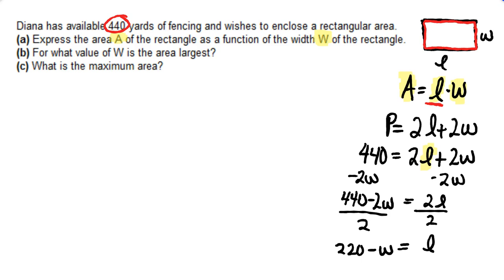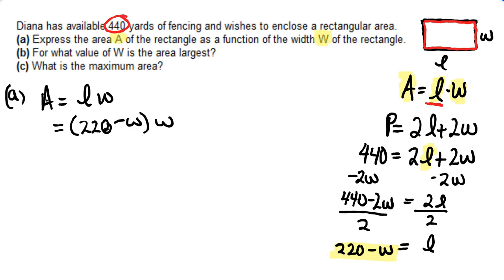So now we're going to be able to answer part A. We said that the area of the rectangle is length times width, and now that I know that the length is 220 minus the width, I can substitute that in. And simplify a little bit, I've got 220w minus w squared. So now you can see that I have an area function whose only variable is w, which is width. So that is the answer to part A.